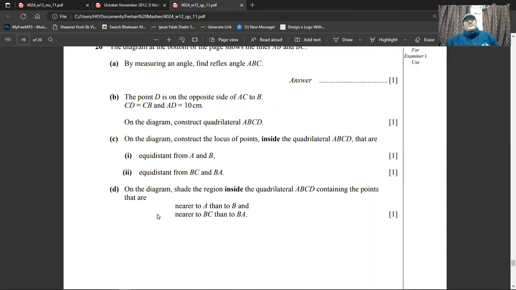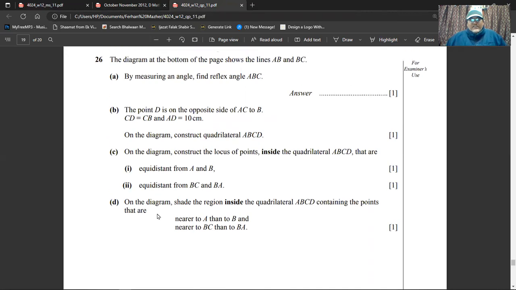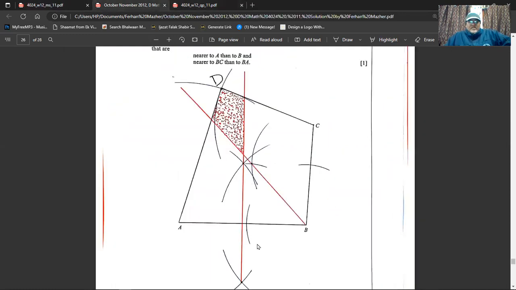On the diagram, shade the region inside the quadrilateral ABCD containing the points that are nearer to A than to B. Okay, so this is the perpendicular bisector. So you have to remain near the A. You have to remain on this side, near the A.